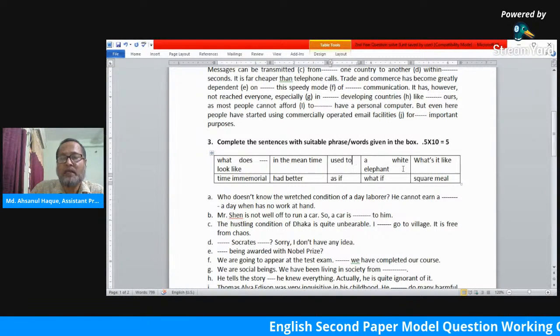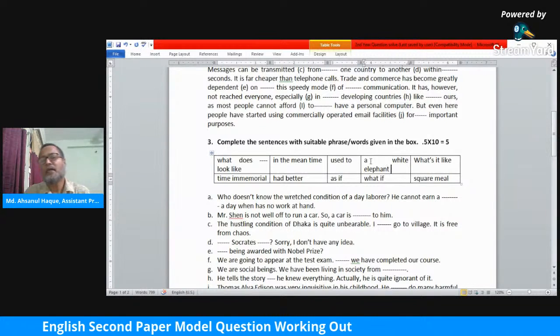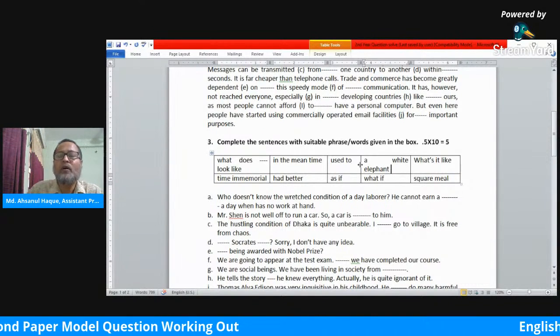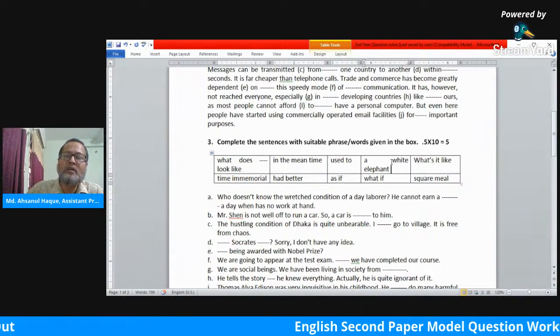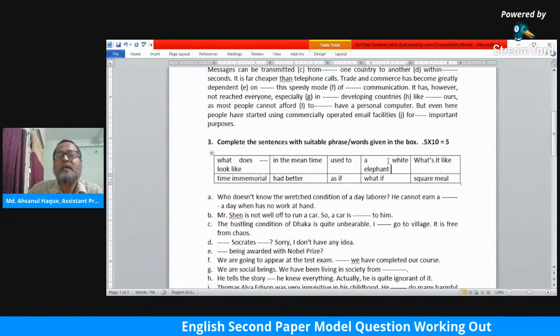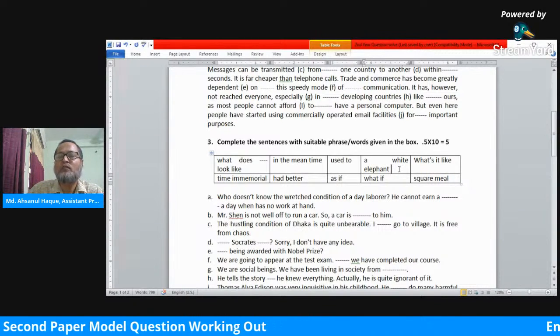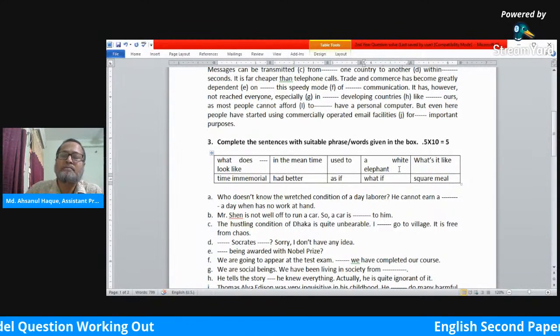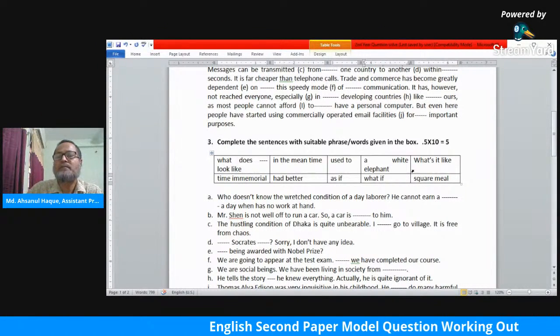A white elephant. Actually, a white elephant means a very big thing of no use. There may be an action or activity or something that is very costly or expensive, but is not very useful. And this is called a white elephant. Costly things of no use.